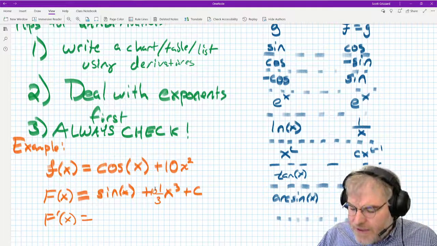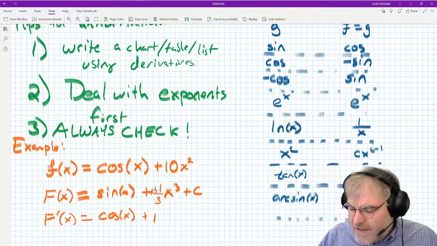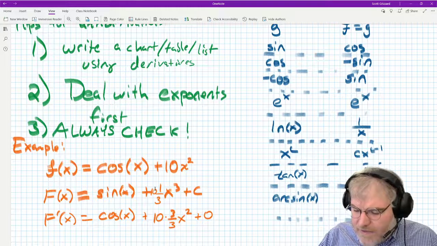I mean, it will save you huge amounts of time on your test because you won't be making mistakes. Okay? So I'm going to take the derivative. I get cosine of x plus, and then this becomes 3 times x squared over 3, which is 1x squared plus 0. And that's the same thing. And then I check to make sure those two things are equal.